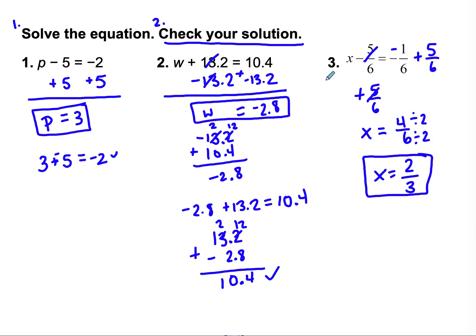All right, so we're going to take our answer, we're going to put it back into the original equation to check it. 2/3 minus 5/6 equals negative 1/6. Okay, so I need to do a common denominator. I'm going to do times 2, times 2, 4/6 minus 5/6 equals negative 1/6. Boom, change to addition. Boom, change the sign. 4 plus negative 5 is negative 1 over 6. Yes, I've checked it. It's correct.